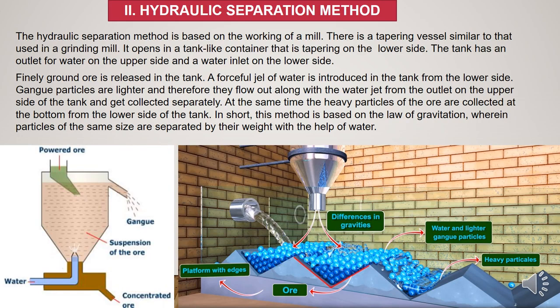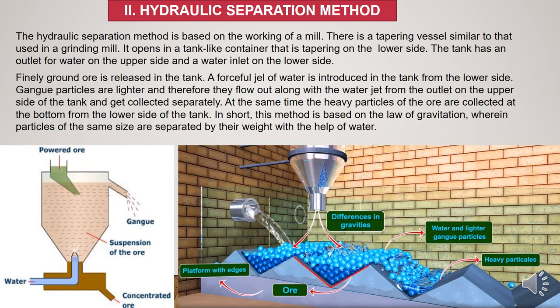What happens because of that is the gangue particles are lighter and therefore they flow out along with the water jet, from the outlet on the upper side of the tank. You can see ऊपर की तरफ भी एक पाइप है जहाँ से ये पानी को बाहर फेंका जाता है. At the same time the heavy particles of the ore get collected at the bottom, the lower side of the tank. जो narrow हुआ tapering end है वहाँ पर सारा ore collect हो जाता है.